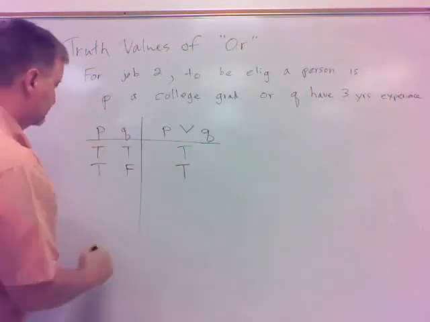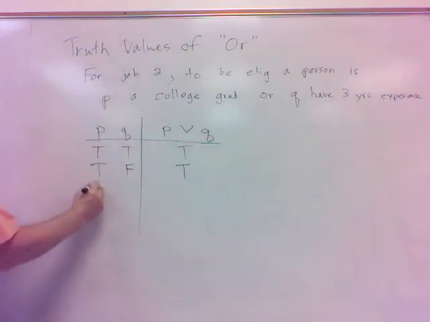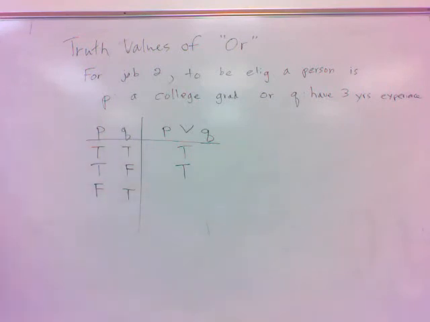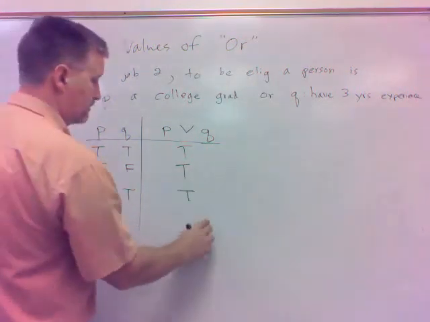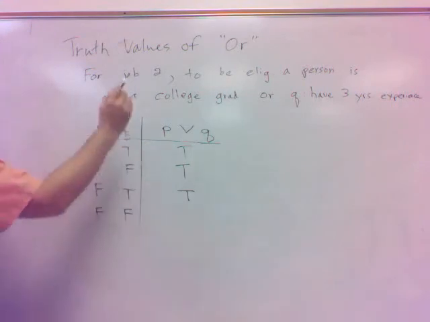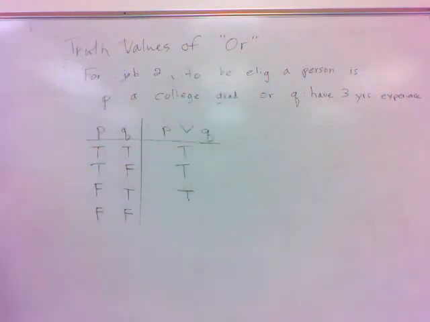They're eligible? Okay. What about person 3? Person 3, it's false, they're a college graduate. True, they have 3 years experience. Does that still meet the eligibility requirements? They're not a college graduate, but they have 3 years experience. They're still eligible, aren't they? Because it says college graduate or 3 years experience. If I have 3 years experience, I'm eligible. But what about the last? False college graduate, false 3 years experience. Is that person eligible? No, you got to have one of them. Okay. All right. So this is how or works.